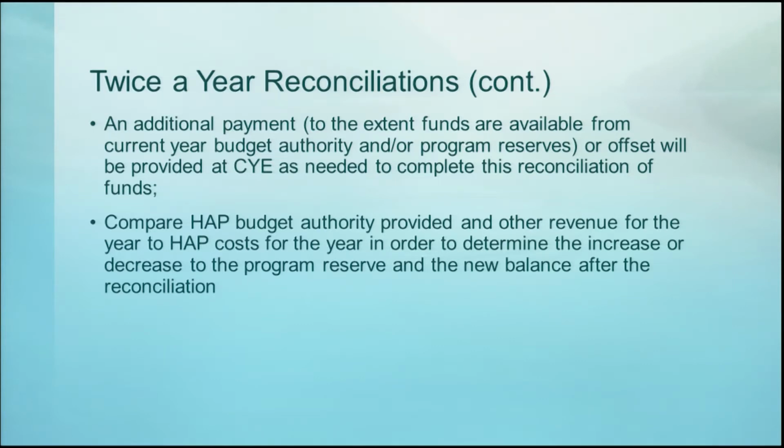A comparison of PHA disbursed HAP budget, including other program revenues for the year, to HAP actual reported VMS expenses determines the PHA's increase or decrease to the ending balance amount and any program reserves at the end of the reconciliation.